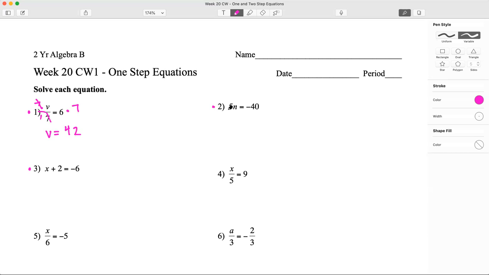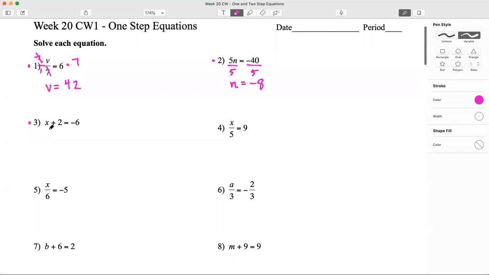Number 2, if our variable is being multiplied, then we do the opposite operation. So we need to have n by itself. So we're going to divide this by 5. 5 divided by 5 is 1. 1 times n is just n. So now we have n by itself. However, we divided the left side by 5. So we have to divide the right side by 5 because of the equal sign right here. Negative 40 divided by 5 is negative 8.